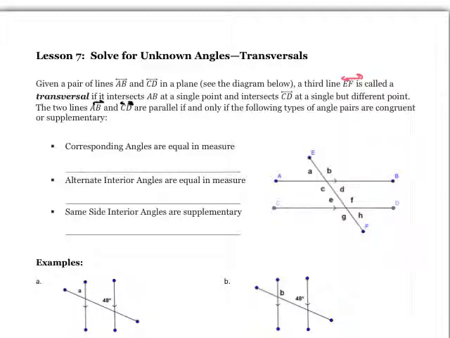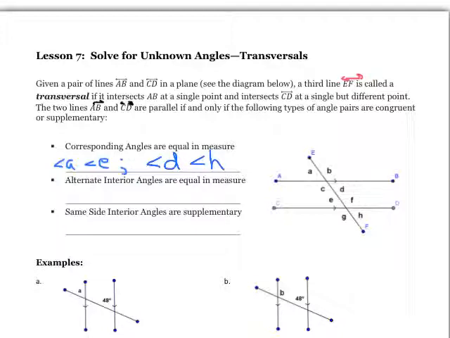Well, corresponding angles, if you cut this diagram in half, would be the angles in the same relative location. So a few pairs of the corresponding angles would be angle A and angle E, because if you look, A and E are in the same relative location. Another example would be angle D and angle H, and we could keep going from there. There are four pairs of corresponding angles.